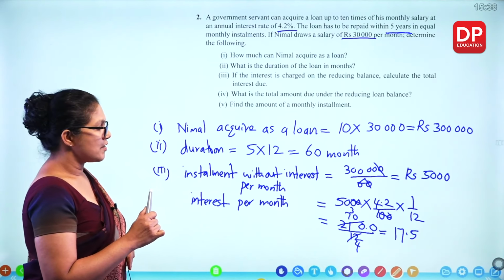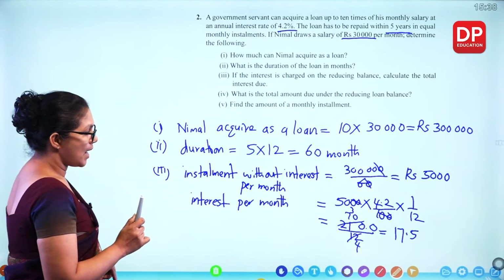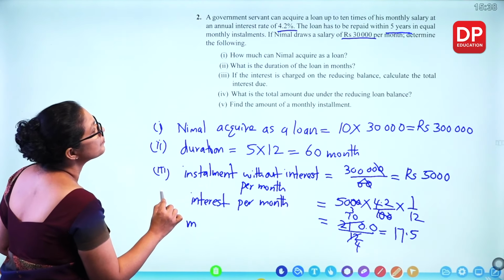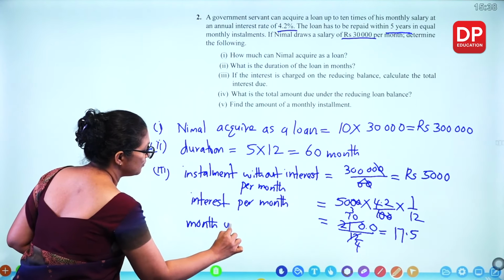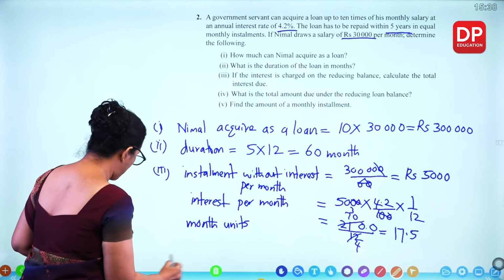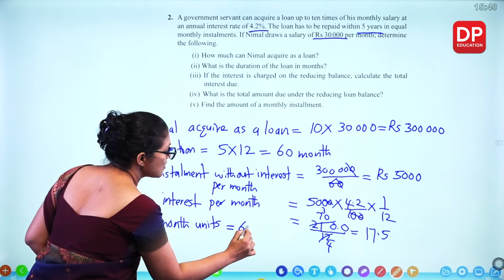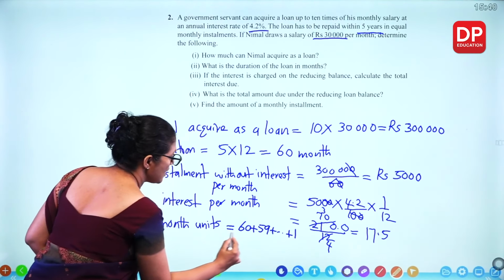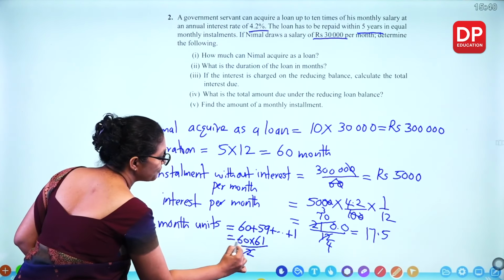17.5 months units are there. That's the interest per month. So how many month units are there? This is for 60 months. 60 plus 59 plus up to 1. That's 60 times 61 divided by 2.